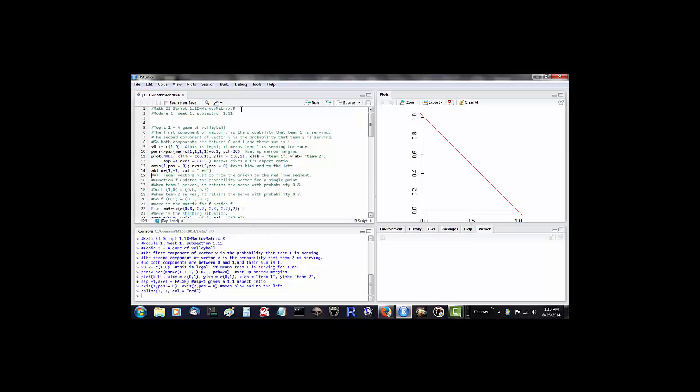Now I've drawn a line that goes from (1, 0) to (0, 1). That red line segment in between the axes represents all possible points or vectors, you can think of them either way, where the sum of the two components is 1 and both of them are positive.